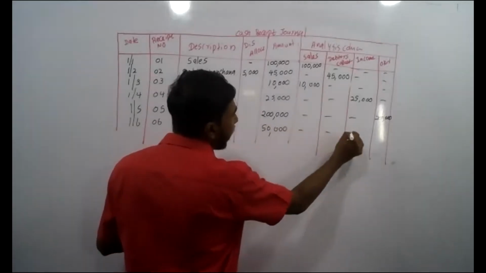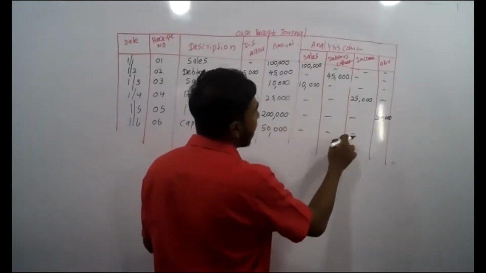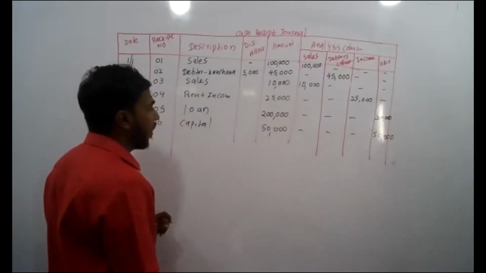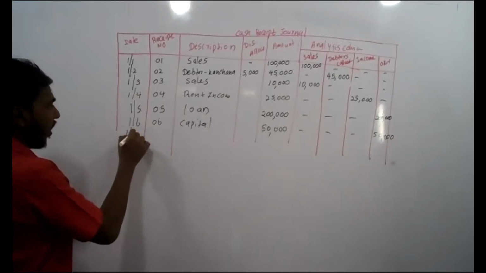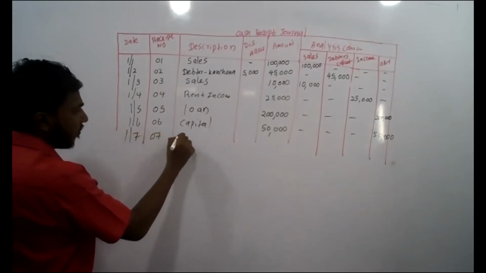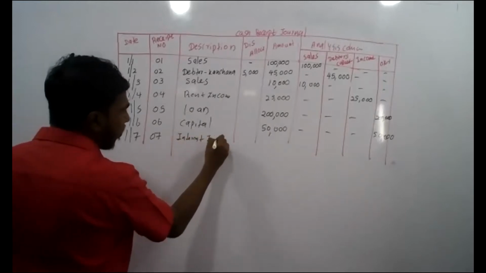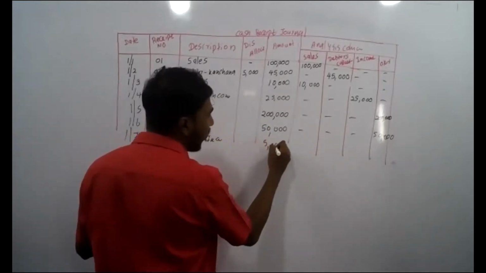Then it's 50,000. So where do you want to take it? Capital? Is it sales, debtors' collection or income? No, it's here. It's 50,000. Other. Right? Then 1/7. We'll say you received the interest income. Interest income 5,000. So where do you have to select?